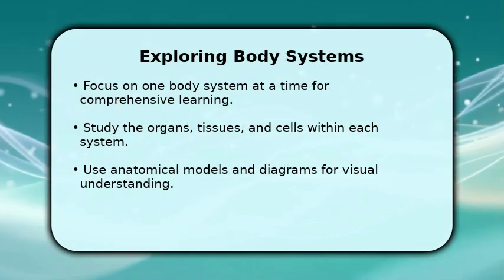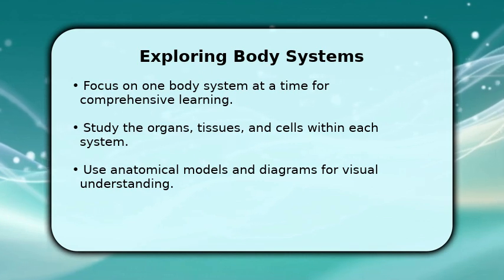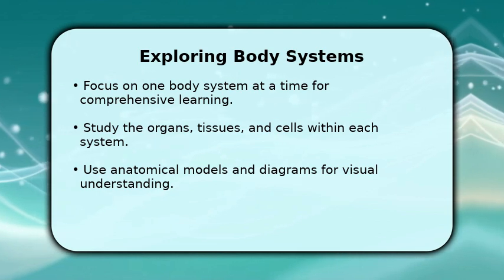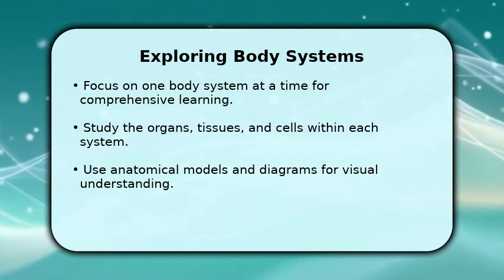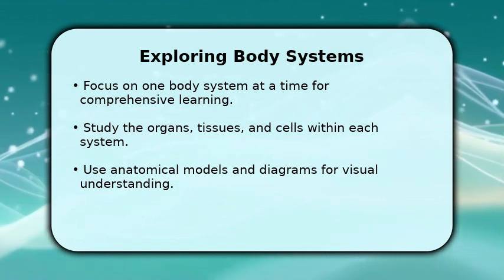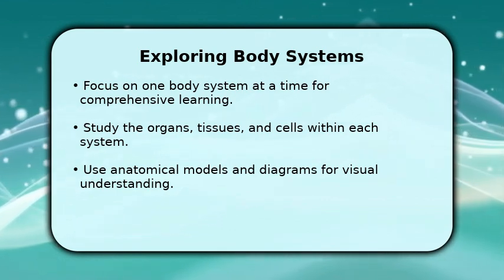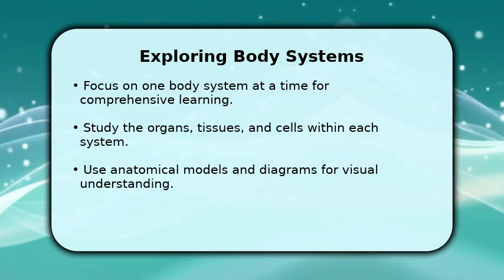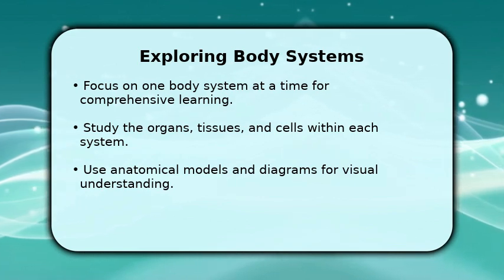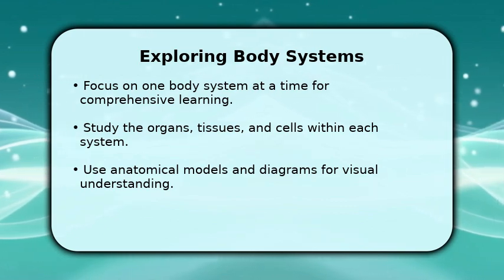Once you have the basics, dive into individual body systems. Dedicate your study to one system, like the cardiovascular system, before moving to the next. Explore the specific organs, tissues, and cellular structures that comprise it. Visual aids are incredibly helpful here. Utilize anatomical models, detailed diagrams, and even virtual dissection tools to see structures in 3 dimensions. This focused approach prevents overwhelm and deepens your understanding.